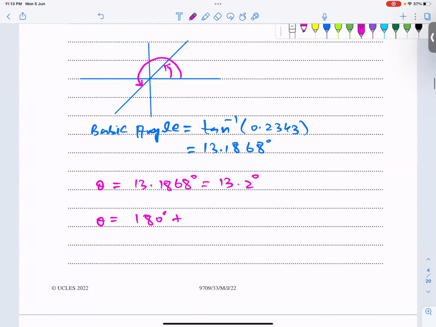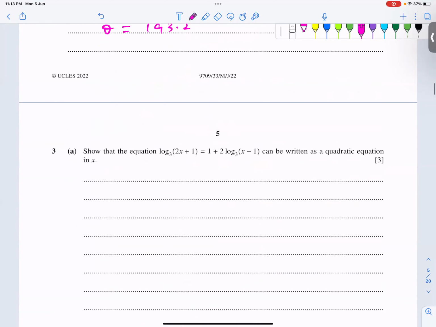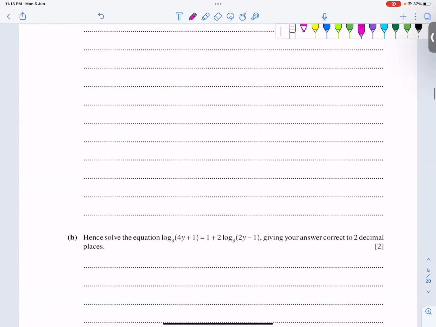So 180 plus 13.1868 degrees. So this will become 193.2 degrees. So these are the final values of theta. Moving to the next question.